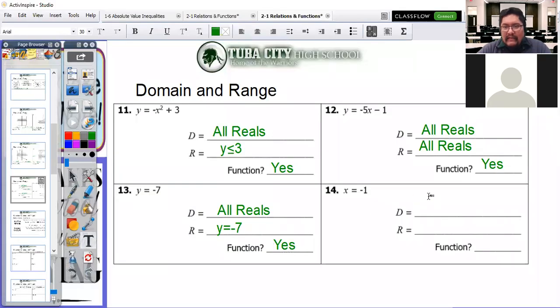All right, so again, remember the graph. In this case, x can only equal -1. It's the only thing we can get for the x value. For the range, going up and down, we can pick anything as long as it is a real number. Function? No.